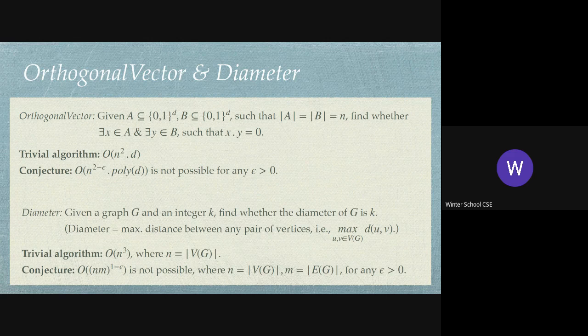And this one we will prove assuming the first conjecture, right? So basically, if you cannot have an order n to the 2 minus epsilon times poly d algorithm for orthogonal vector, then we will see that we can also not have an order of nm to the 1 minus epsilon time algorithm. So let's start with the first one.